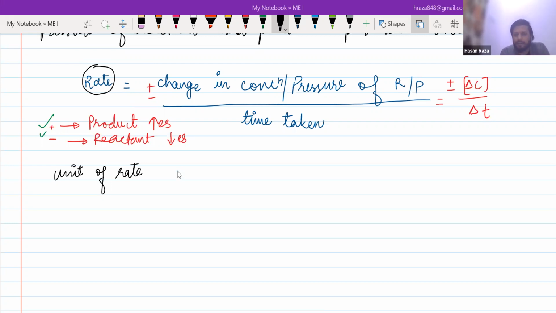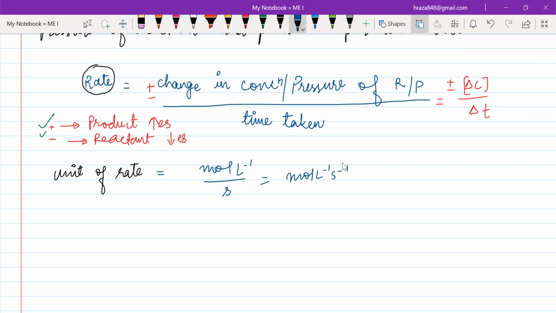Sakina, is there any answer? So you can see the unit of rate. Change in concentration: the unit of concentration is molarity. So it will be mole per liter upon time, that is seconds. So the unit of rate will be mole per liter per second. Are you getting my point? Yes, sir.